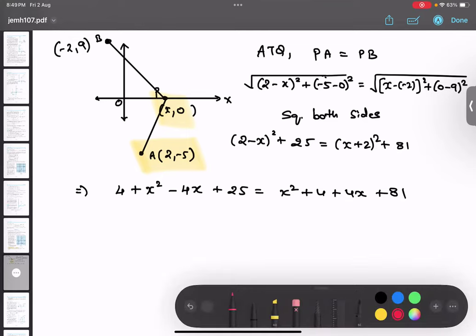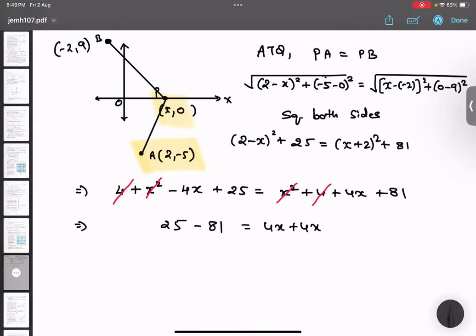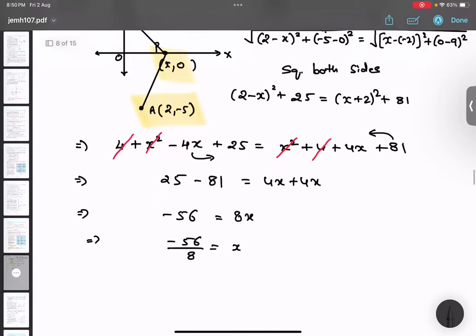Both the sides, I'm able to find that 4 is same, cancel. x square is same, cancel. Minus 4x and plus 4x can't be cancelled because they are of different sign. So I will bring them to one side. So 25 minus 81 equals to 4x plus 4x. I'm bringing this 81 to this side and minus 4x to that side. So 25 minus 81, what will I get? Quickly tell me. Minus 56. Minus 8x. Minus 56 by 8 will give me the value of x: minus 7.